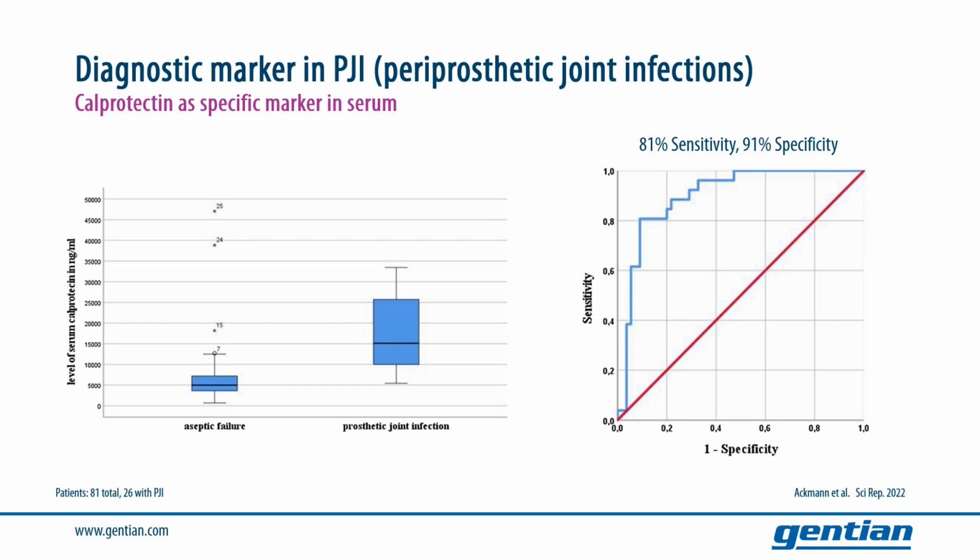So in conclusion, blood and synovial calprotectin can be a useful and inexpensive tool to diagnose chronic hip and knee PJI. A high correlation between blood and synovial calprotectin indicates that in cases where it's not possible to collect synovial fluid, blood can be used instead with a good performance.